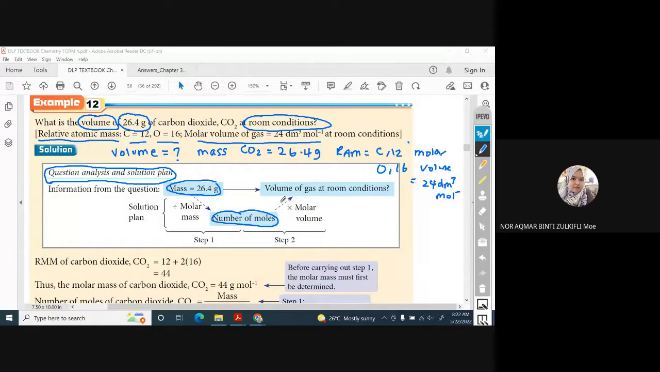Okay, so this one cikgu will explain later. Maybe you don't understand this. It says you divide by molar mass and then you must times molar volume to get the volume. Actually, it is the same thing as the formula just now.